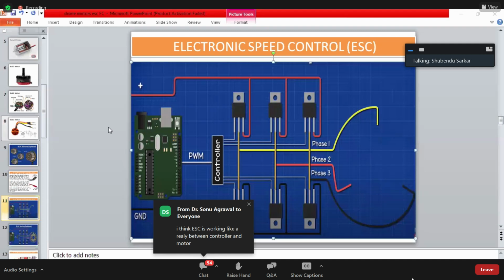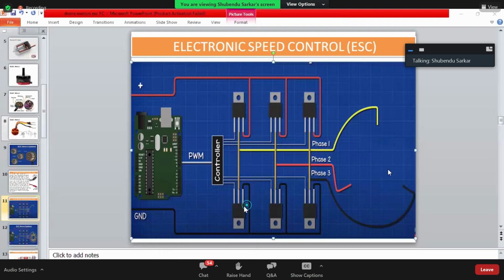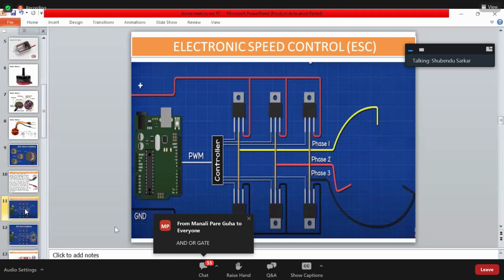Let's see. Let me change the slide. I think the ESC is working like a relay to control the motor. Yes, in layman's words, we can say that, but actually they are very fast. If you use even a solid state relay, it is still going to get damaged because the switching speed is very high. Okay, but in layman's words, we can say that it works like a relay. Turn on the current, turn off the current, so that for a flash of a second, one coil is going to energize, and then all of a sudden another coil is going to energize.